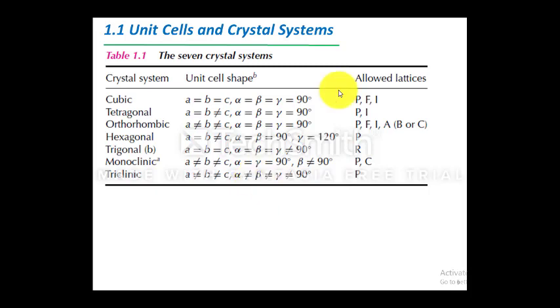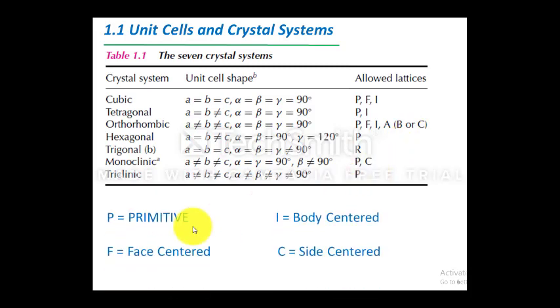Students, in this table 1.1 you can also see allowed lattices, which are written in front of each crystal system. For example, for the cubic crystal system it is P, F and I, for tetragonal it is P and I, for orthorhombic P, F, I, A, and here you can see in parenthesis B or C. So what are P, F, I, A, B or C? These are actually P for primitive, I for body centered, F for face centered, and C for side centered. We will discuss these terms and these systems in detail.